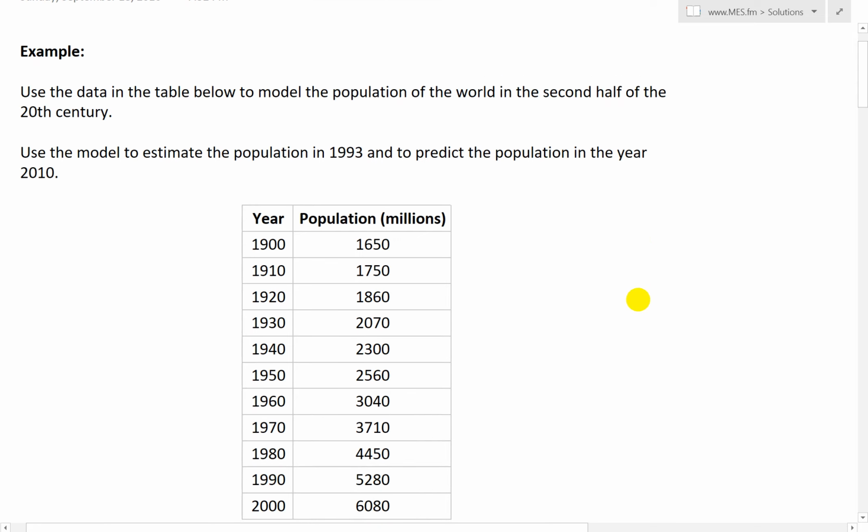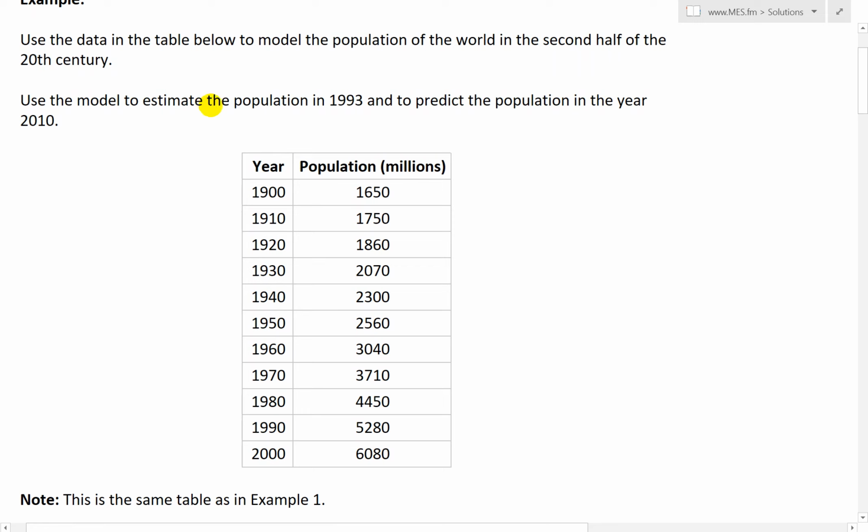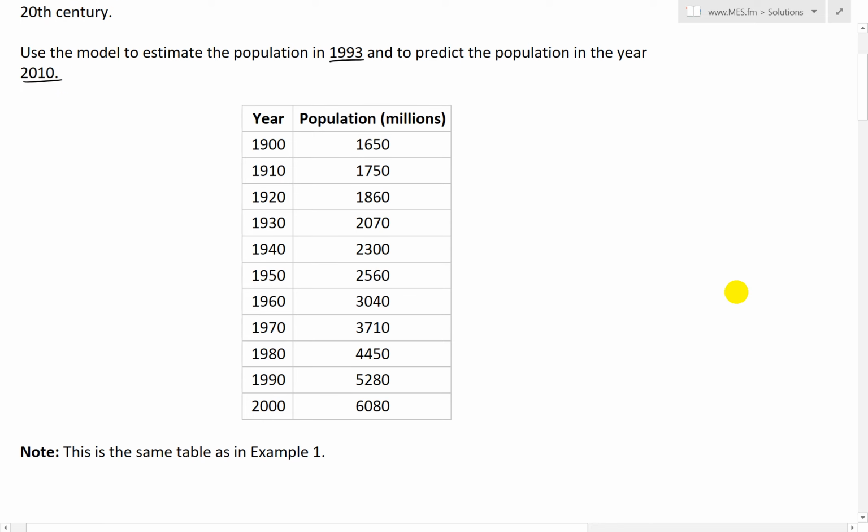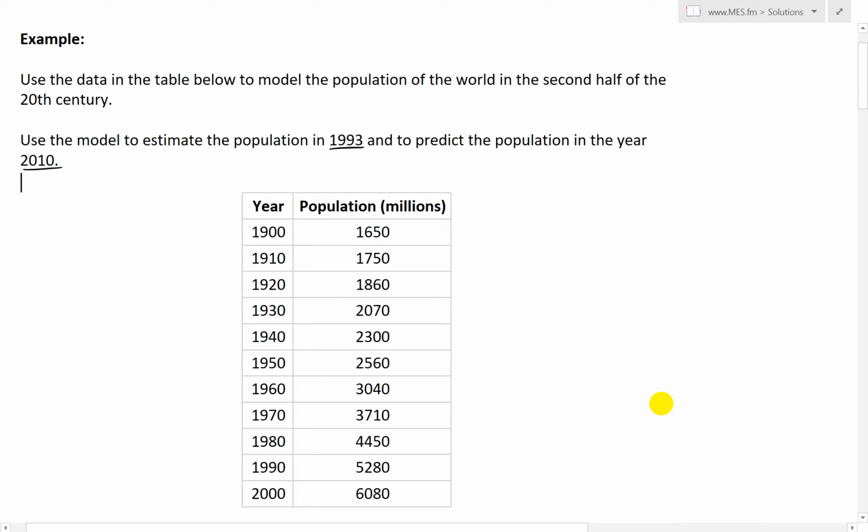So here's a table. And it says, use the model to estimate the population in 1993 and to predict the population in the year 2010. And again, basically I want to note this is the same table as in example 1.